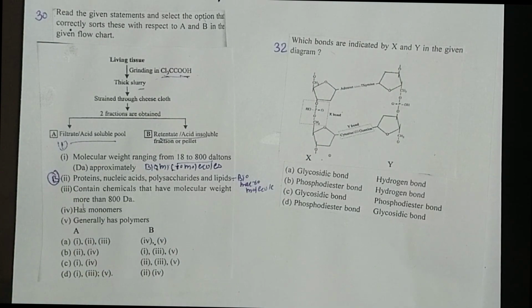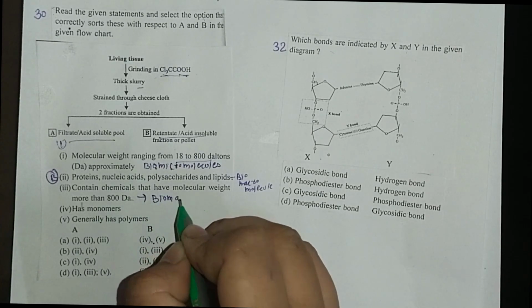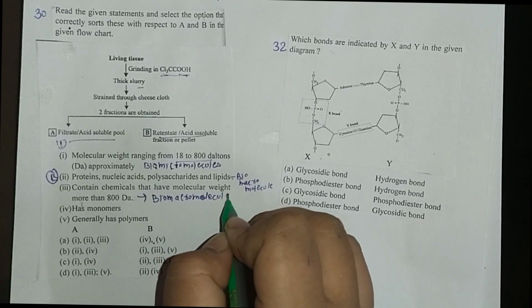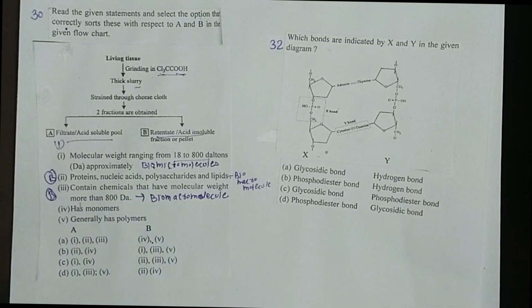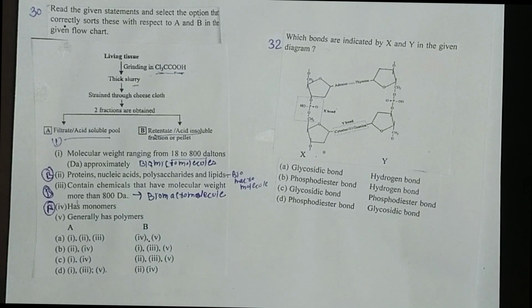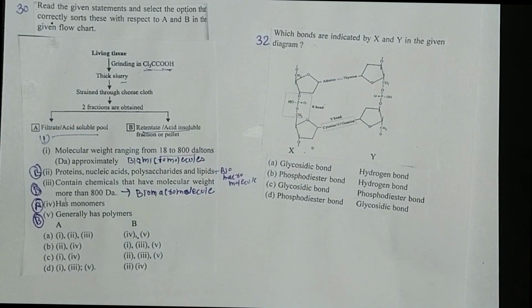Third, it contains elements that have a molecular weight more than 800 Dalton. Anything that has weight more than 800 Dalton will be categorized as a biomacromolecule, so this is also present in B. It has a monomer. So monomer will be present in the acid soluble pool, so it will be categorized as A. Generally it has a polymer. So B already has polymers. We have already learned this.